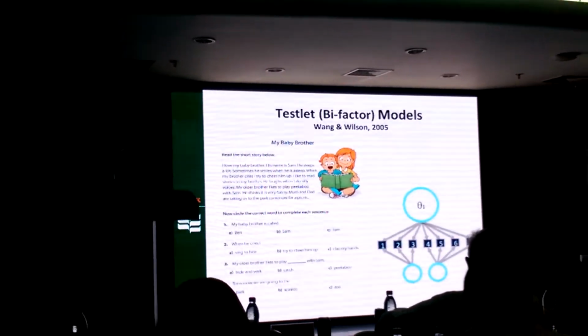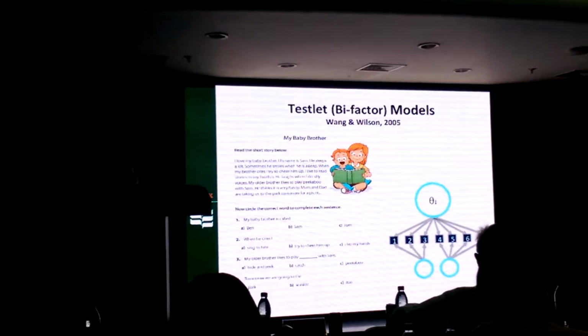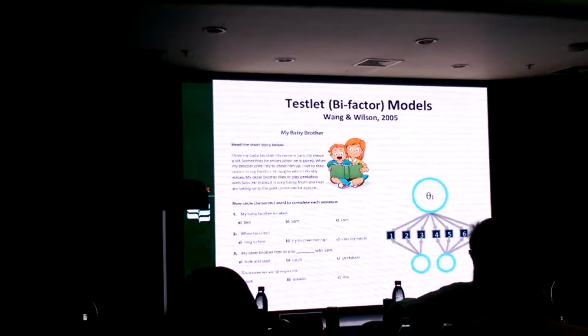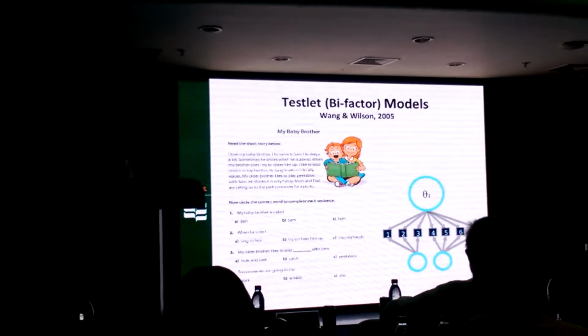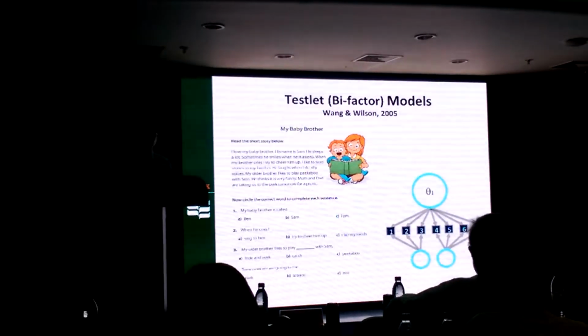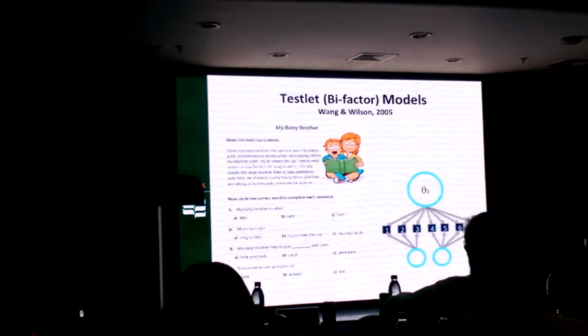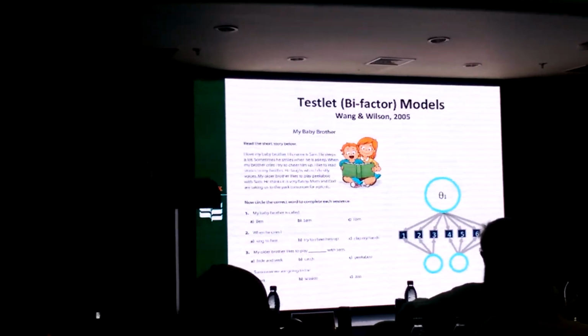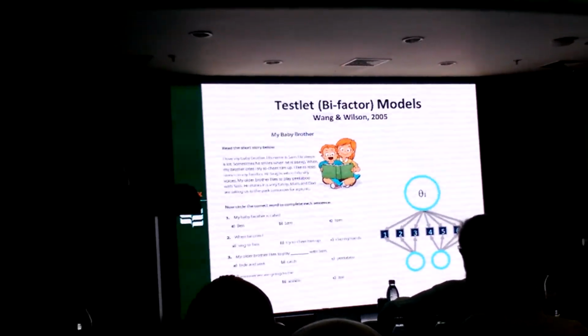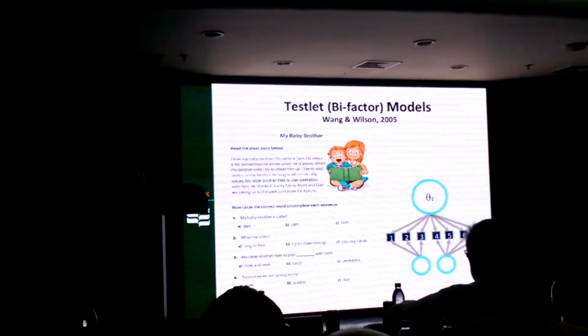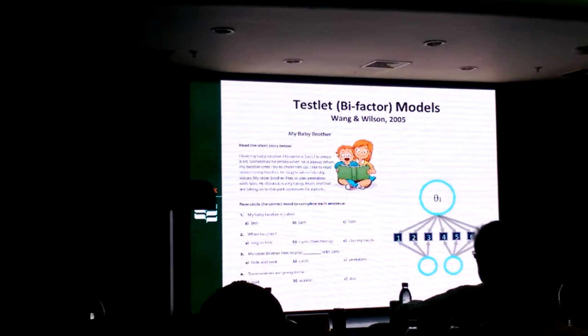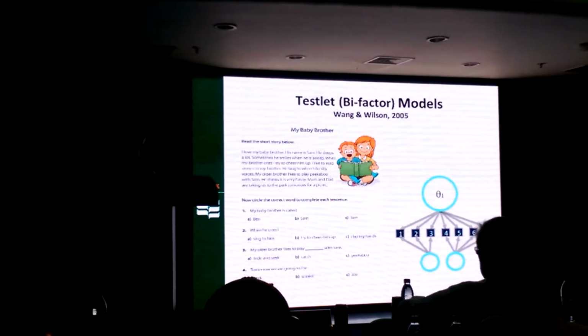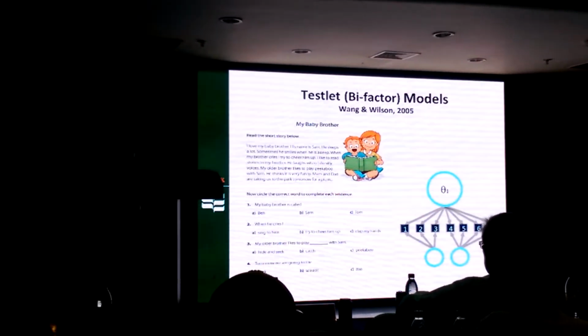That means each item actually measures two latent traits. One is the general latent trait that we are interested in, here the language proficiency. The other is the specific ability that is measured by that testlet, for example, sports ability or fashion design ability. That kind of knowledge.